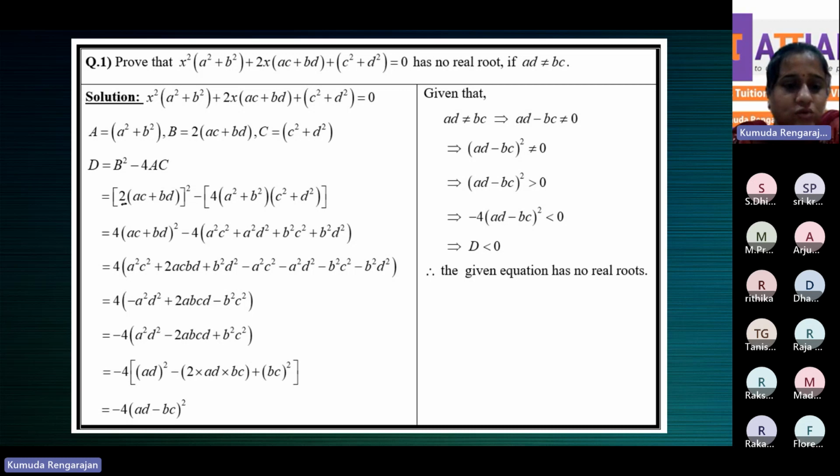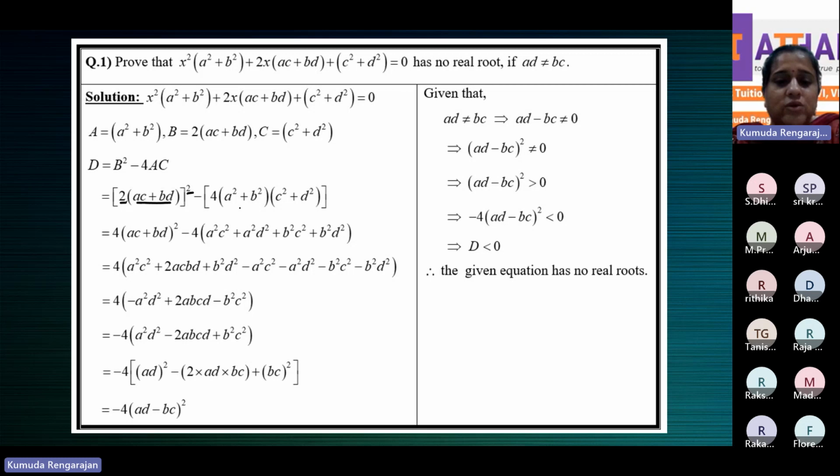So now square this. What is 2 square? 4. And then AC plus BD, the whole square. The square is for 2 and this expression. So 2 square is 4 and this one is AC plus BD, the whole square.